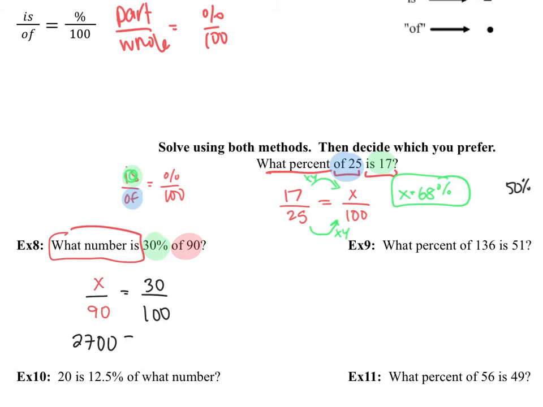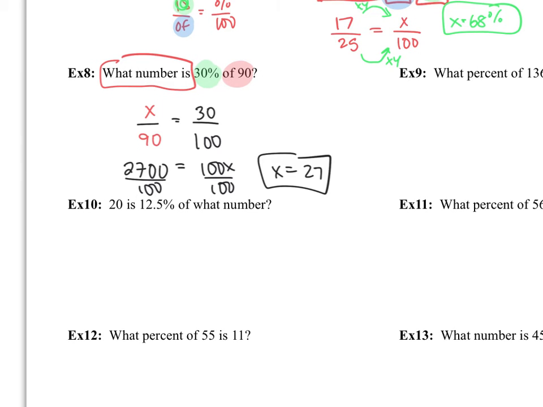9 times 3 is 27. I'm going to add 2 zeros, and then 100 times x is 100x. Then I'm going to divide both sides by 100 to get x by itself. And if I do that, I get x equals 27. And so the number that's 30% of 90 is 27. This makes sense because 30% is about 1/3, and 1/3 of 90 is 30.